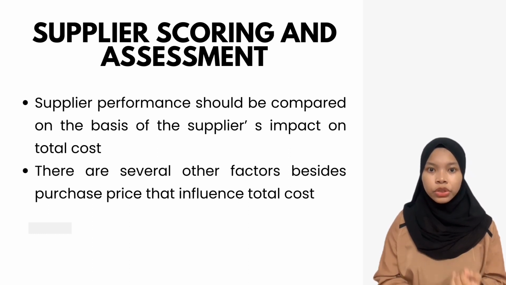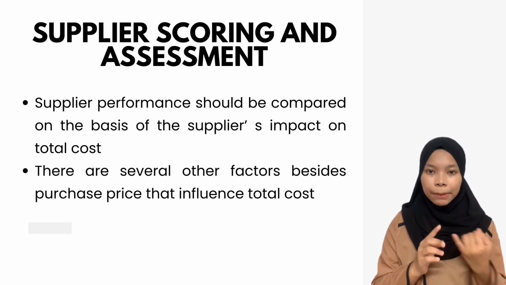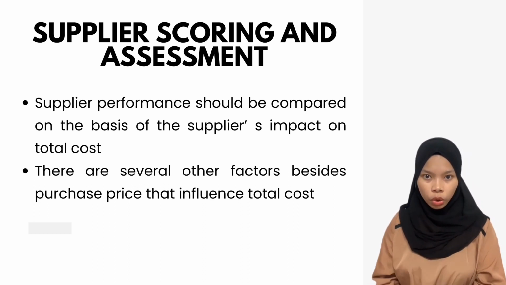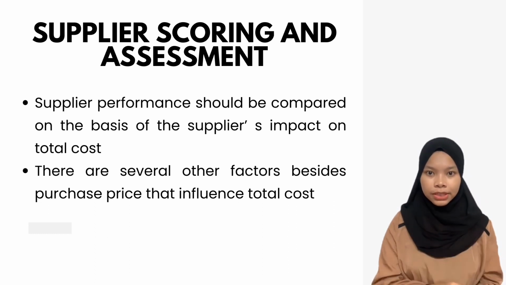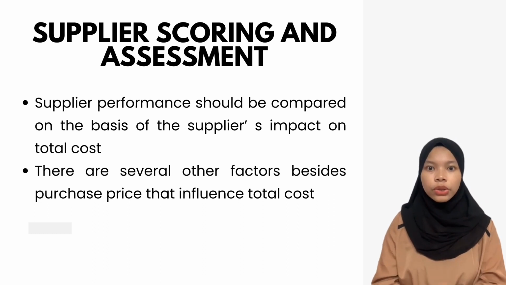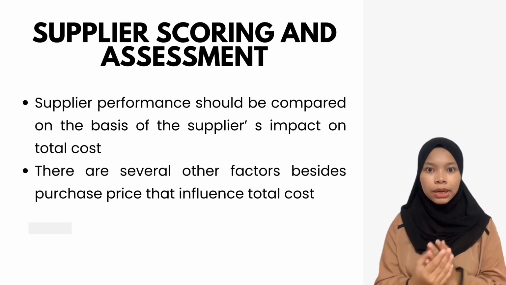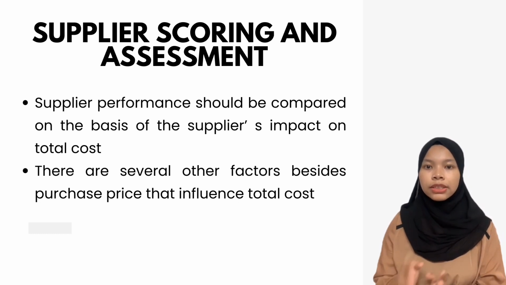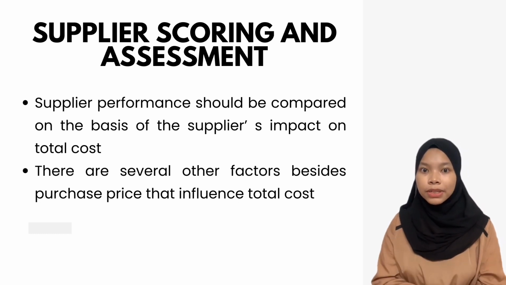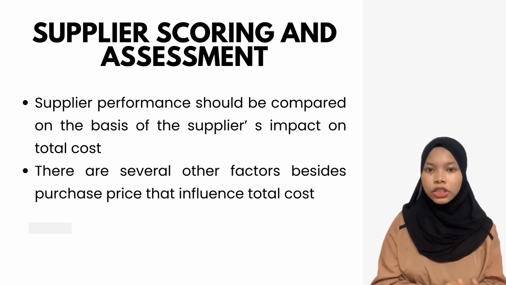Supplier performance should be compared on the basis of the supplier's impact on total cost, and there are several other factors besides purchase price that influence total cost. These factors include the price of the product in question, the number of producers, the input cost, the technological changes, the price of other possible products, and unpredictable factors such as weather.